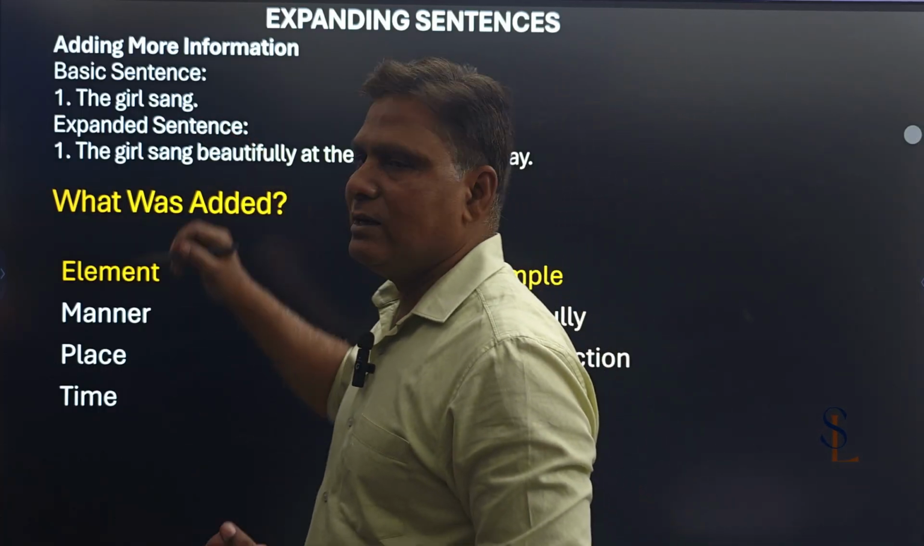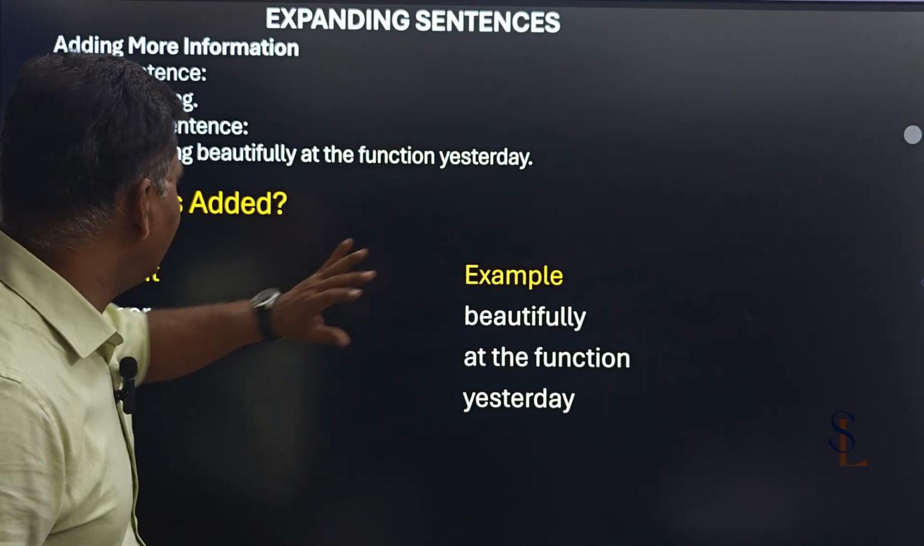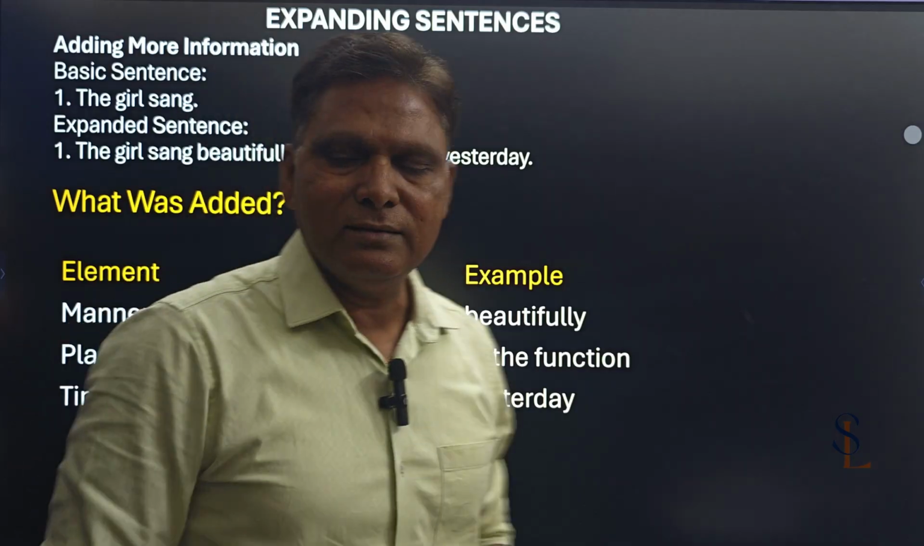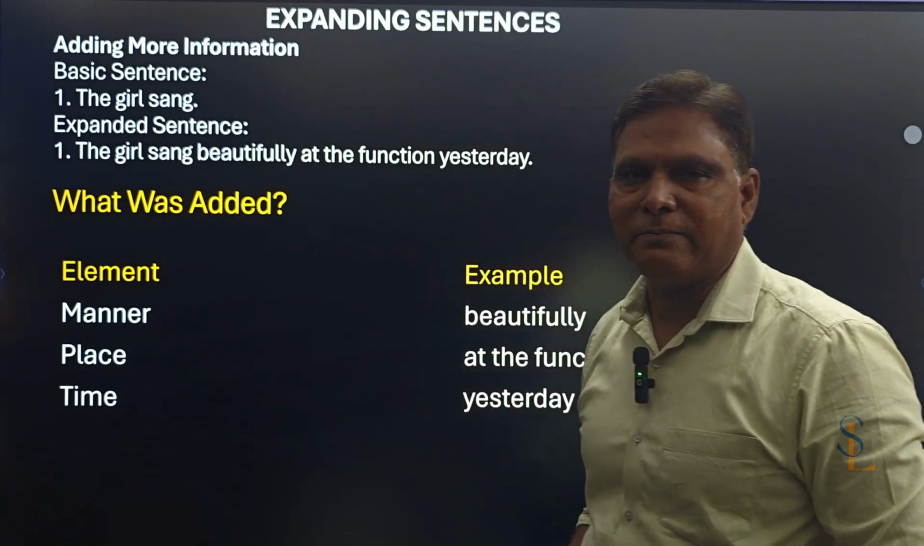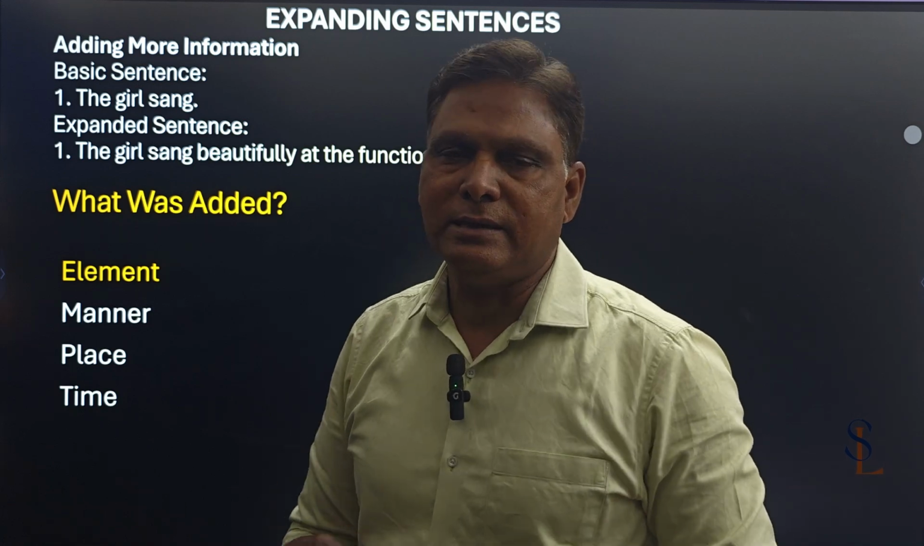The girl sang. That is a normal sentence. The girl sang beautifully at the function yesterday. And look at this one. What was added? Manner, place, and time. And this is the word order, and this is the importance of understanding the sentence word order.